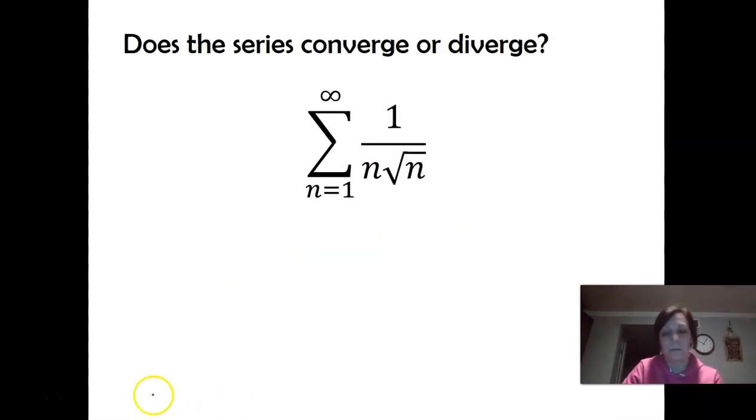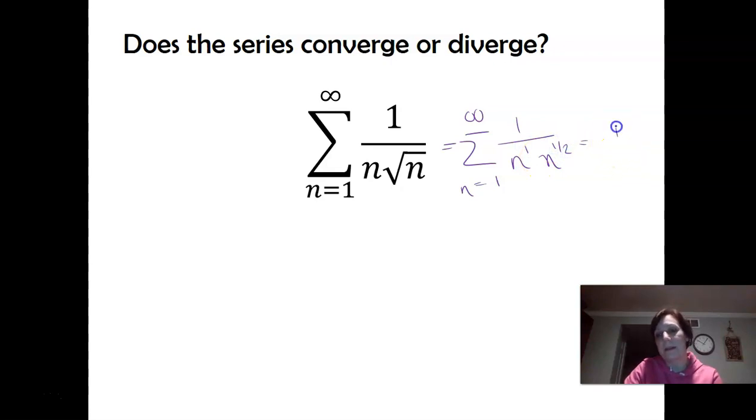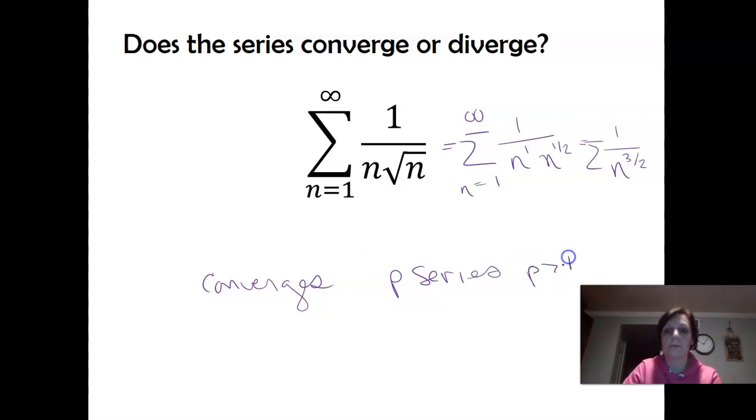Okay. This one is a p-series, but it looks a little suspicious at first. In order to look like a p-series, we have to do a little rewrite here. In the denominator, you have both an n and a square root n, but you can think of that as an n to the first and an n to the 1/2, and then that suddenly becomes 1 over n to the 3/2. Okay. Once it's written like that, 3/2 is bigger than 1. So again, we have converges, p-series, p greater than 1.